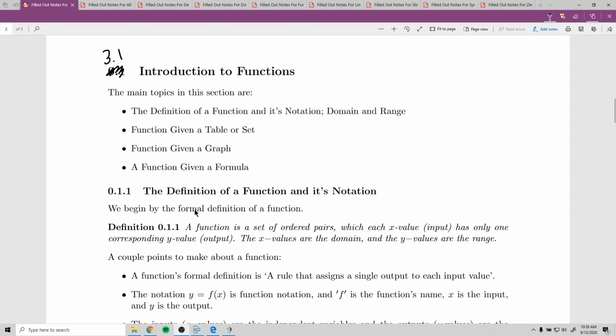This video will be on section 3.1, an introduction to functions. The main topic, where actually I should have edited this out. We're not going to talk about the domain and range in this section. I moved that. We're just going to talk about the definition of a function and its notation, a function given a table or a set, a function given a graph, and then a function given a formula. So we just want to get used to all these things.